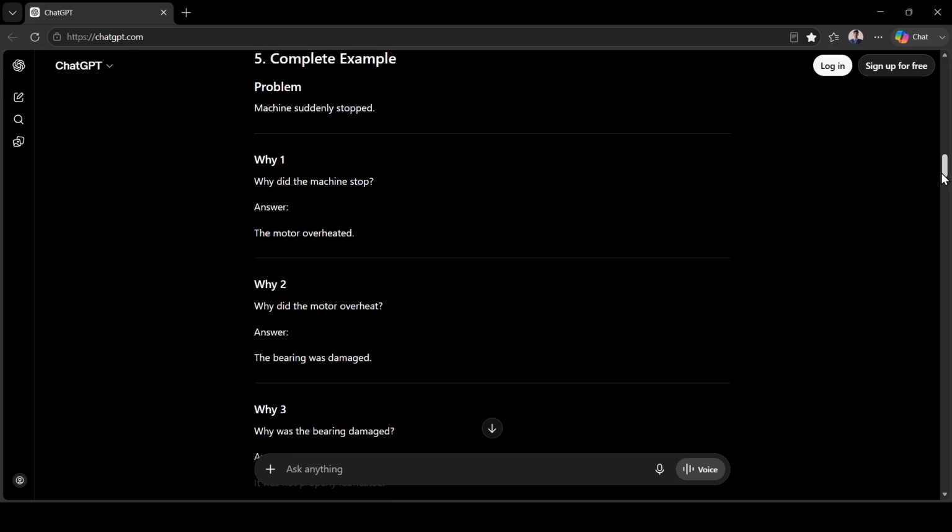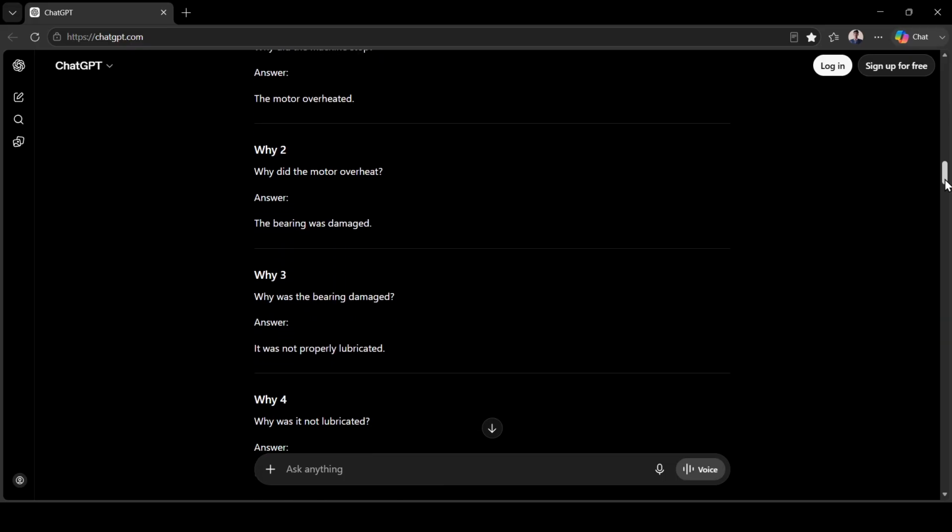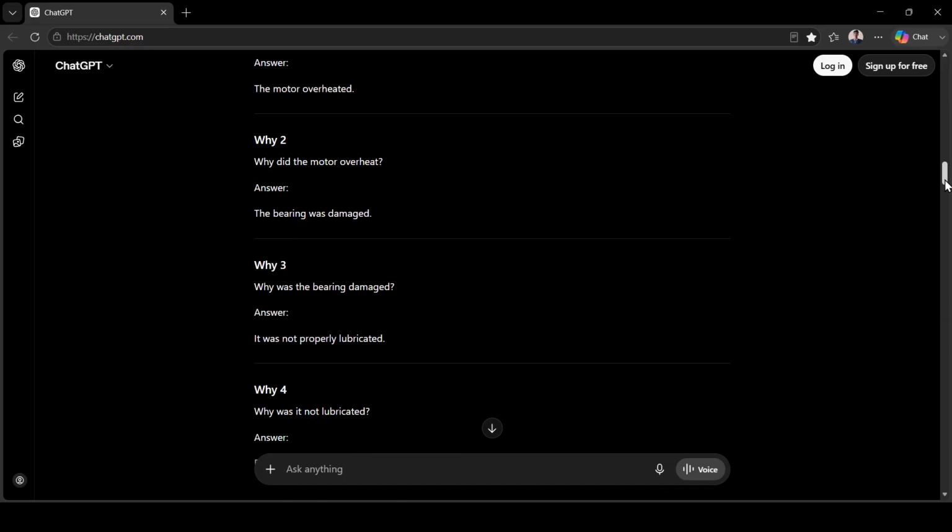Problem 1. Machine suddenly stopped. First why. Why did the machine stop? Answer: the motor overheated. Then second why. Why did the motor overheat? Answer: the bearing was damaged. Then step 3, third why. Why was the bearing damaged? Answer: it was not properly lubricated.